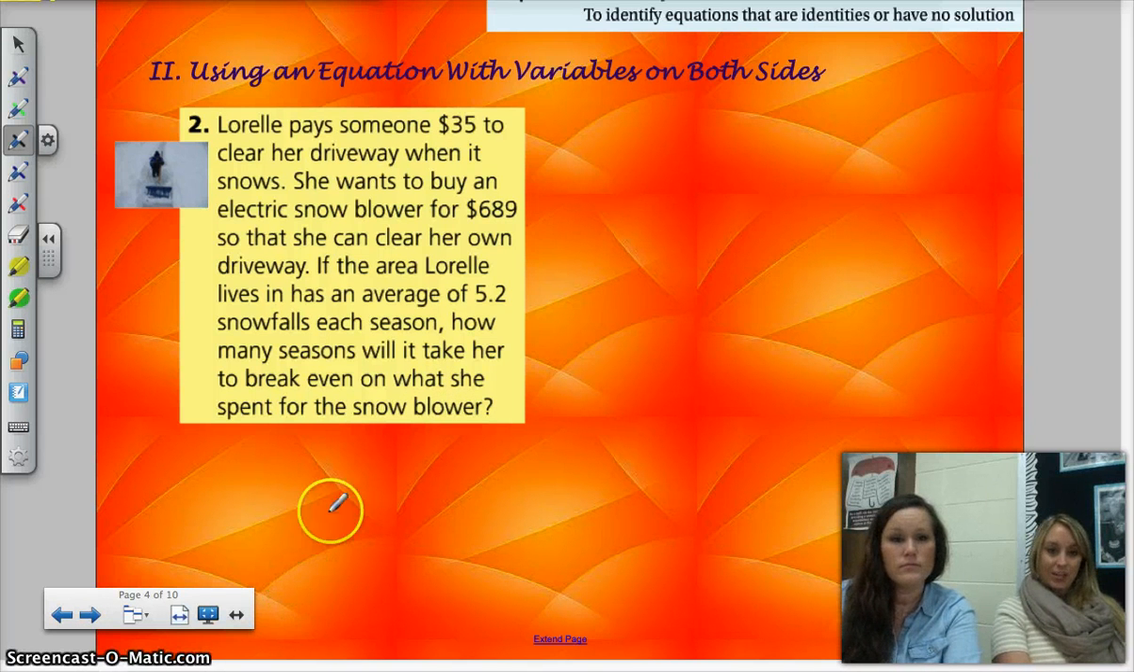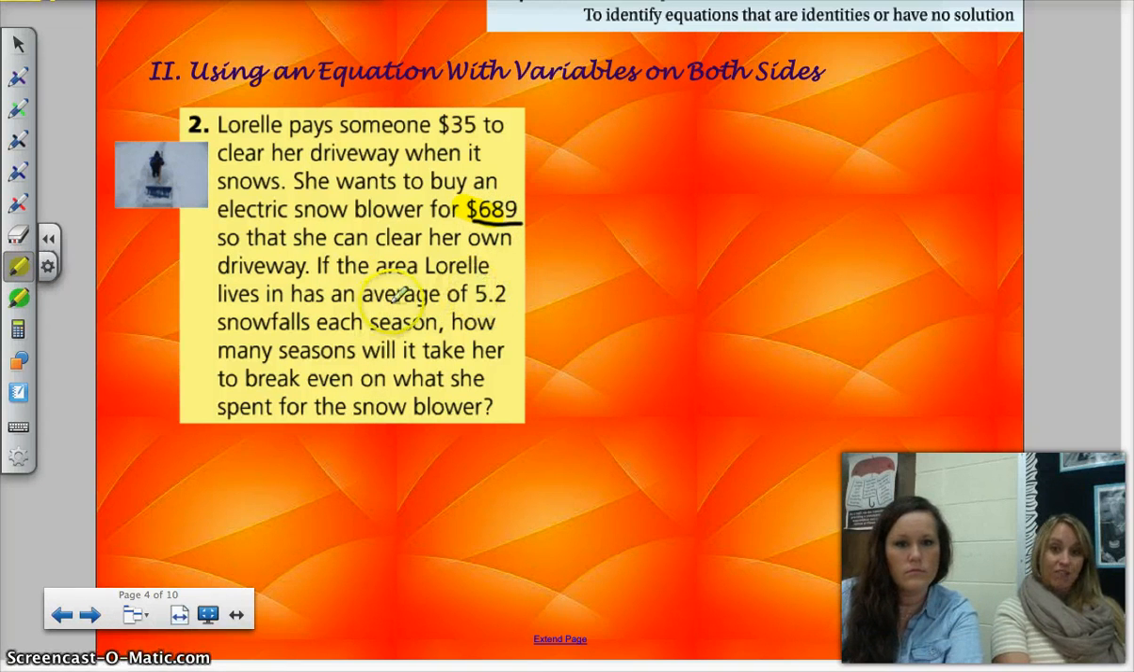She wants to buy an electric snowblower for $689 so that she can clear her own driveway. If the area L'Oreal lives in has an average of 5.2 snowfalls each season, how many seasons will it take her to break even if she buys the snowblower?